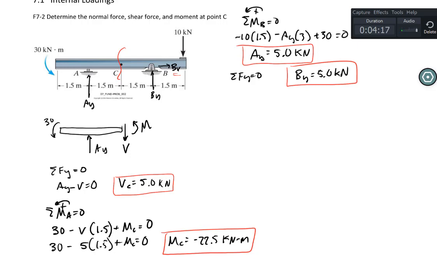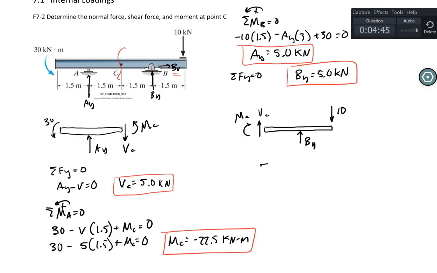Let's draw a free body diagram of the other side. And that's fairly easy to do as well. So again, I've separated this out. I'm just going to draw a free body diagram of the other side and see what we get. So I've got a 10 kilonewton force going down. I've got a By going up. And on this side, I want to have positive shear and a positive moment. And these are both at point C again. I guess I should put point C on both of those. Let's see what I get.